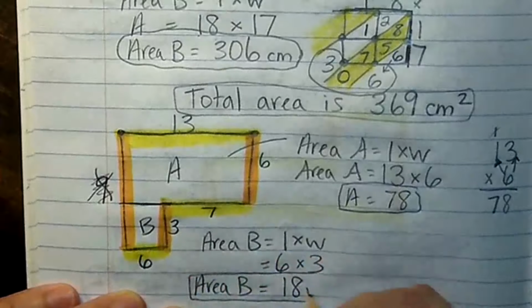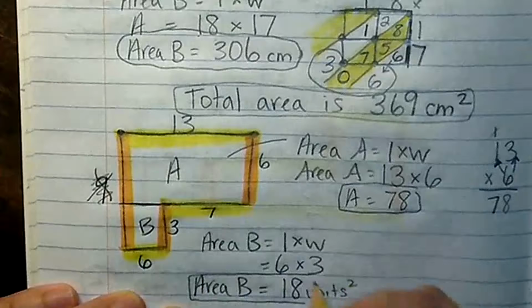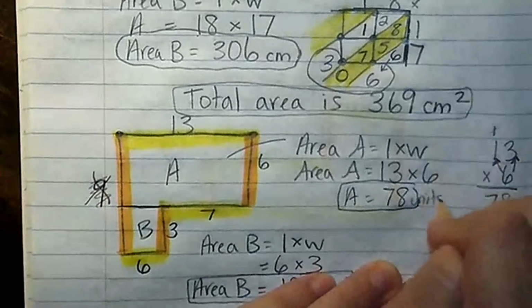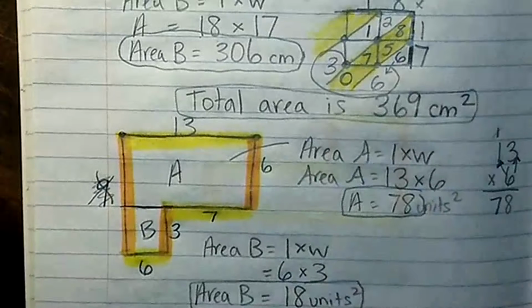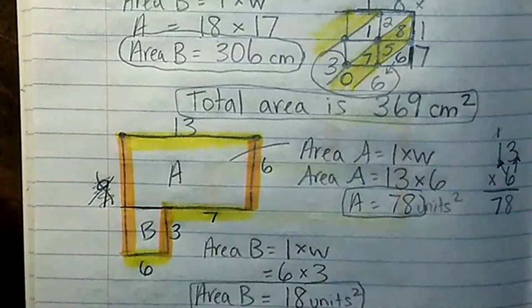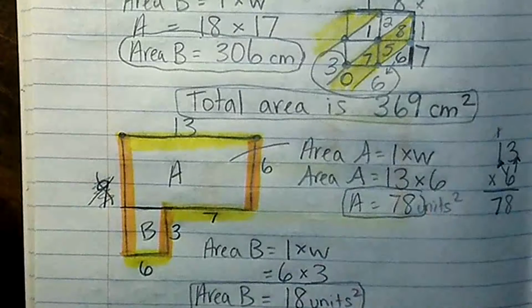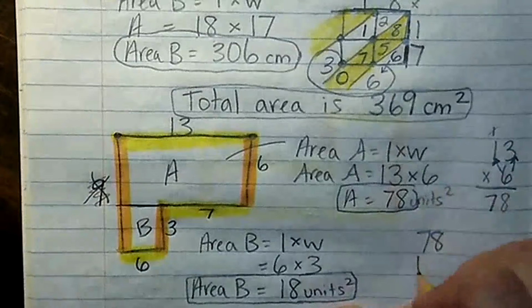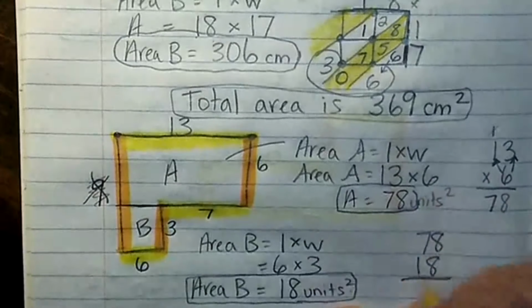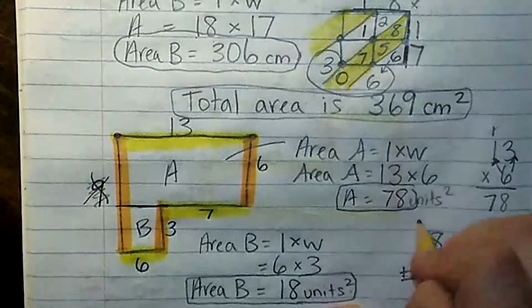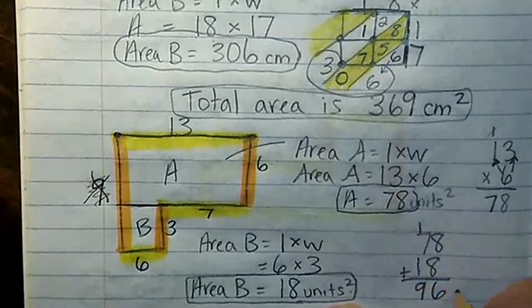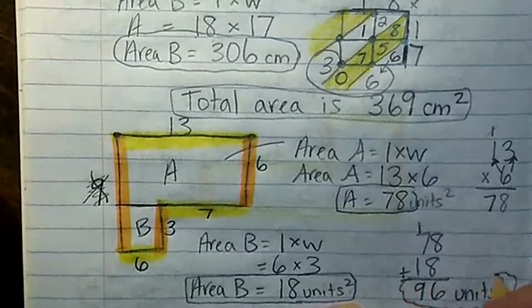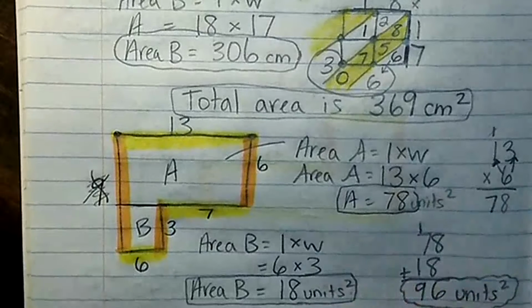And look, I don't have any units, so they're square units. Whatever units they were measured in, they just have to be squared. Is 18 my answer? No, I have one last step. I need to take 78, which is my area A, plus 18, which is area B, and add these two together, and I get 96 square units. And that is our final answer.